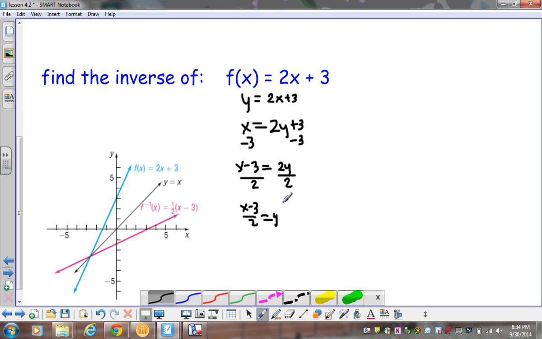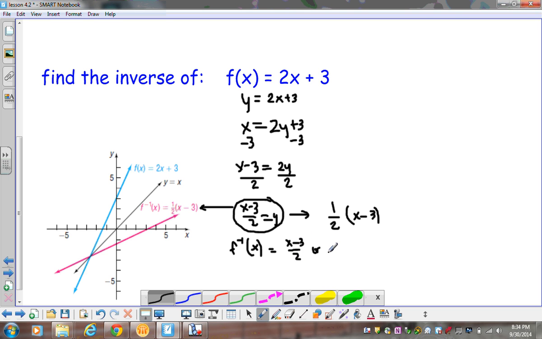Now, you may not recognize the fact, but this equation right here is actually the exact same equation as that right there. They've just factored out this 1/2, so you could take that right there and make it look like 1/2 times x minus 3. So those, in fact, are the exact same equation. So the last step would be to write it in inverse function notation. So the inverse function of x is going to be x minus 3 over 2, or again, you could say 1/2 times x minus 3. So that's finding the inverse of the function.